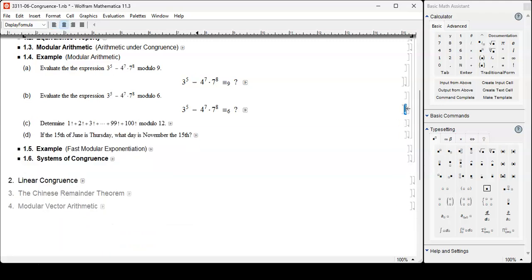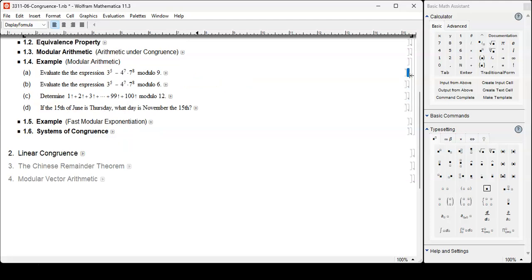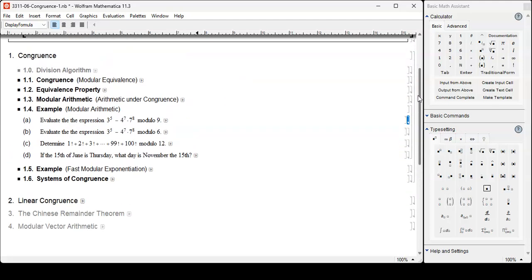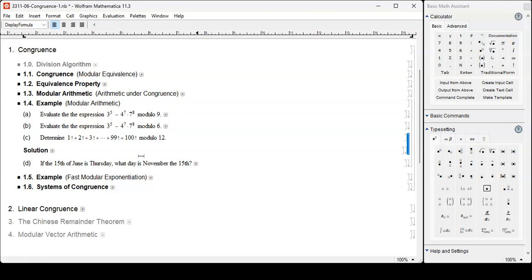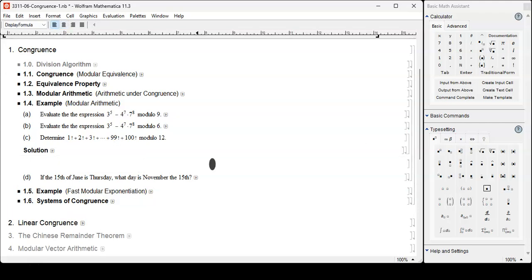Okay, we can do these kinds of modular arithmetic. Tedious, but we can do those. Here's a little bit clever problem. 1 factorial plus 2 factorial plus 3 factorial plus and so on up to 100 factorial modulo 12. And you gotta be crazy to attempt this kind of computation first. So 1 factorial is 1. No question about that.